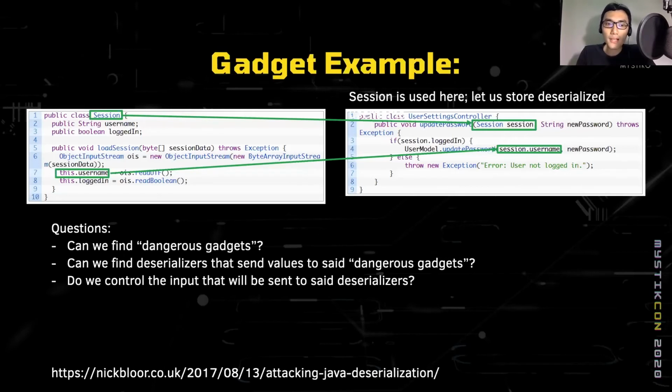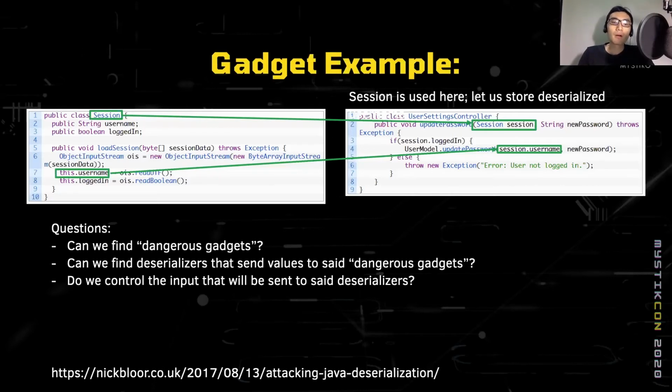In other words, if you control some byte stream that is then deserialized by object input stream in the session class, and you happen to be logged in, you can prepare an arbitrary string that will be saved in the username parameter and be passed to user settings controller. So here it's a very simple looking example. Sometimes the gadget chains can be quite long, but the idea here is to show you what we mean when we talk about a gadget chain.